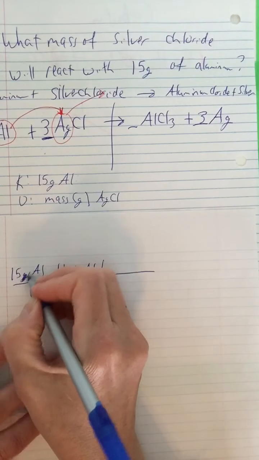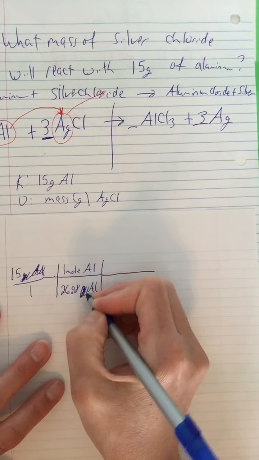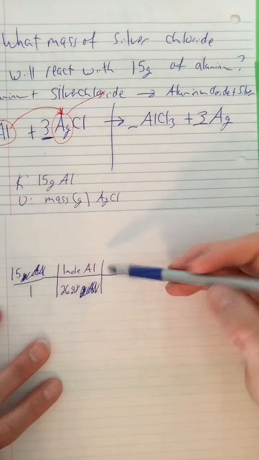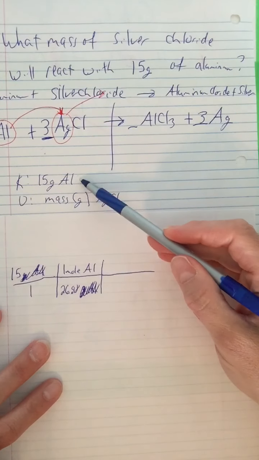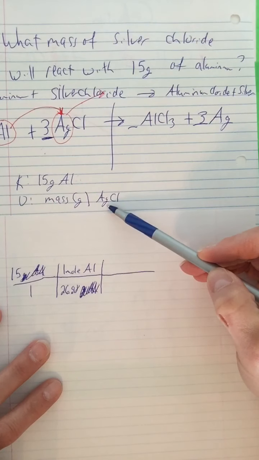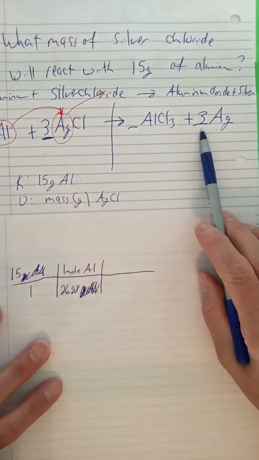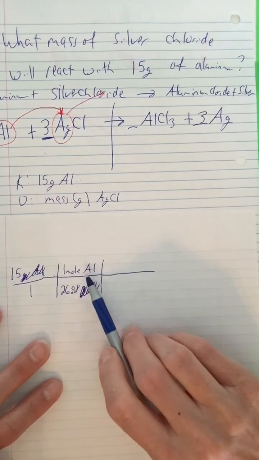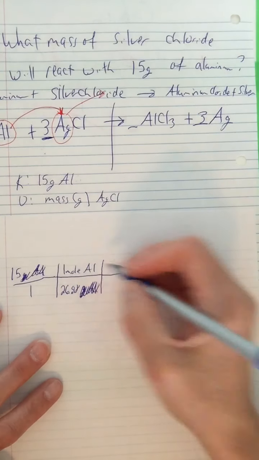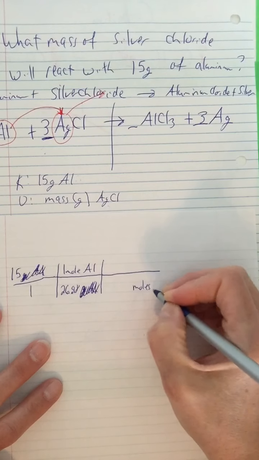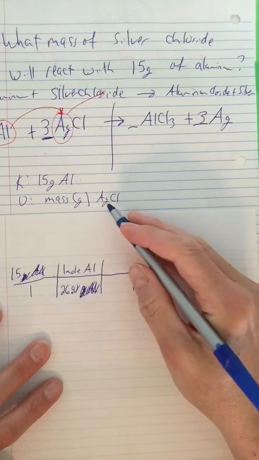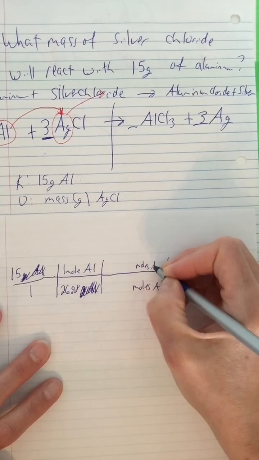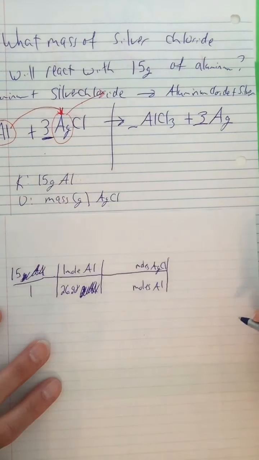So right now I get to cancel out grams of aluminum because there's 1 on the top and 1 on the bottom. So that's awesome. I'm left with moles of aluminum. How can I get from aluminum to silver chloride? This is what you learned yesterday. You go from moles to moles using a balanced equation. So I want moles of aluminum on the bottom because I want to cancel it, and I want moles of silver chloride on the top because I'm trying to get to silver chloride.